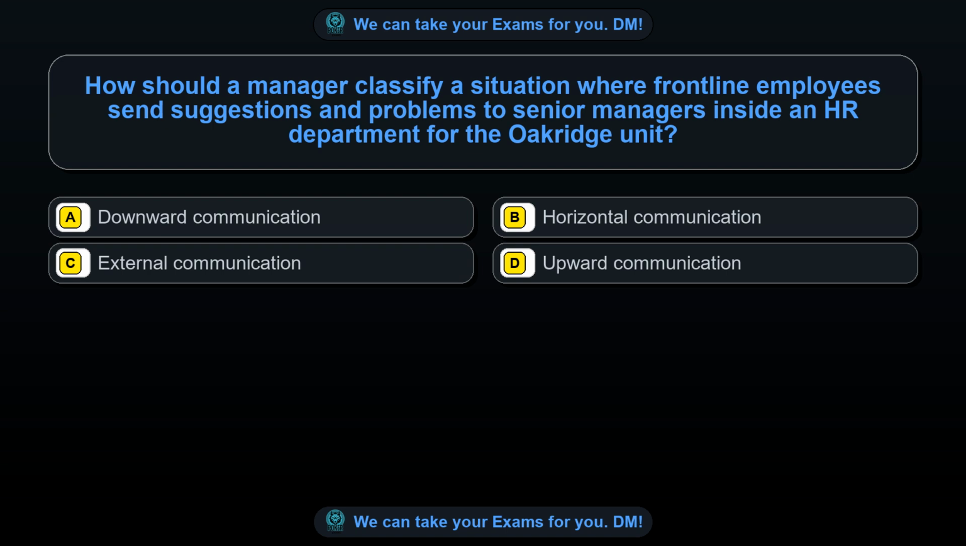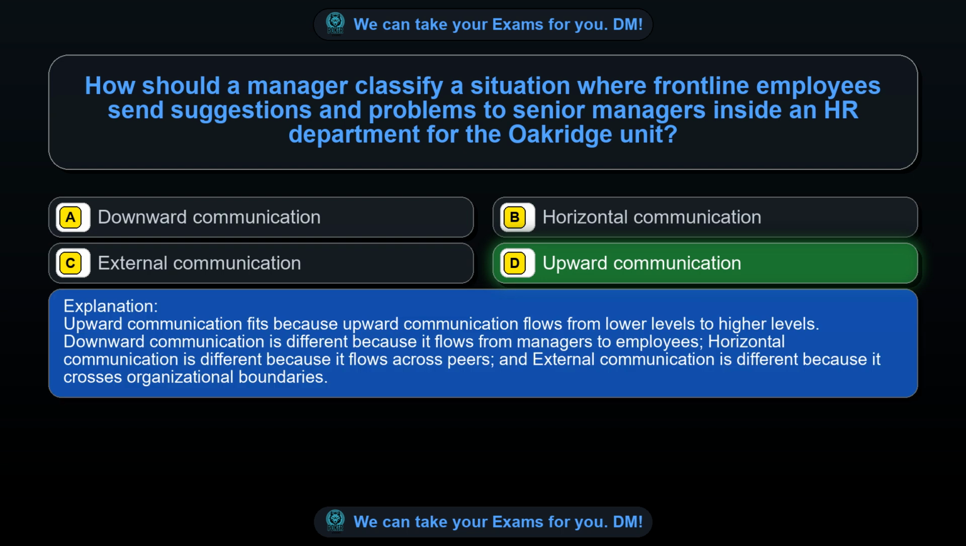Option A, downward communication. Option B, horizontal communication. Option C, external communication. Option D, upward communication. The correct answer is option D, upward communication. Upward communication fits because upward communication flows from lower levels to higher levels.